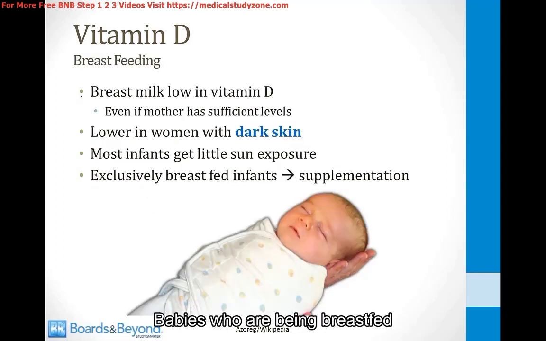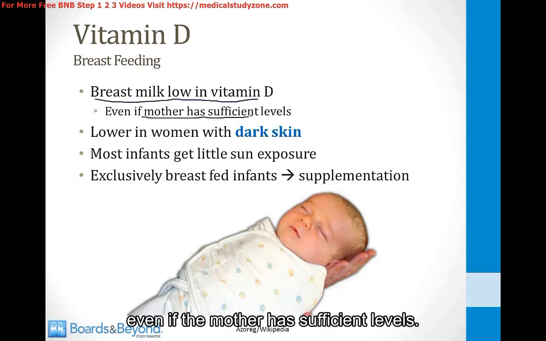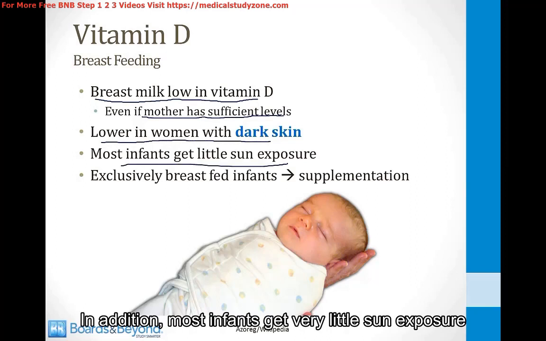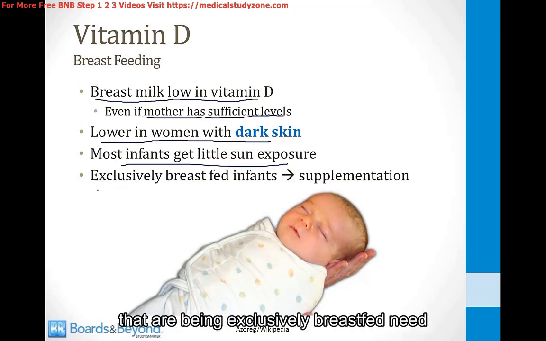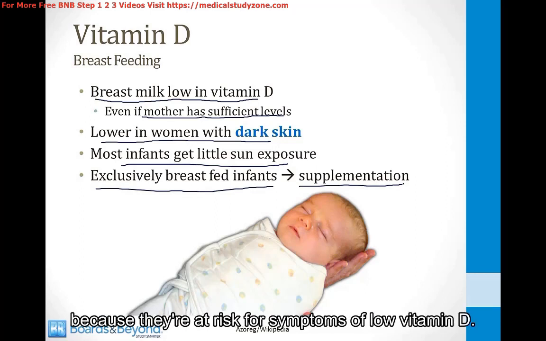Babies who are being breastfed are particularly vulnerable to low levels of vitamin D, and that's because breast milk is low in vitamin D even if the mother has sufficient levels. It turns out that women who have dark skin have even lower levels of vitamin D in their breast milk. In addition, most infants get very little sun exposure, so they're not going to synthesize much vitamin D from cholesterol. This means that babies that are being exclusively breastfed need to have vitamin D supplementation because they are at risk for symptoms of low vitamin D.